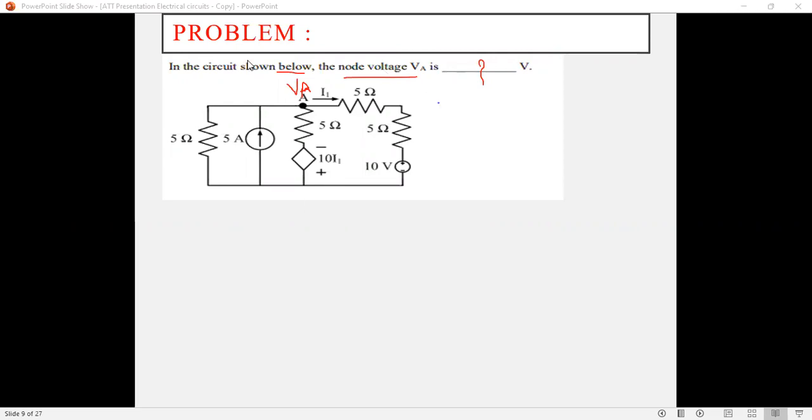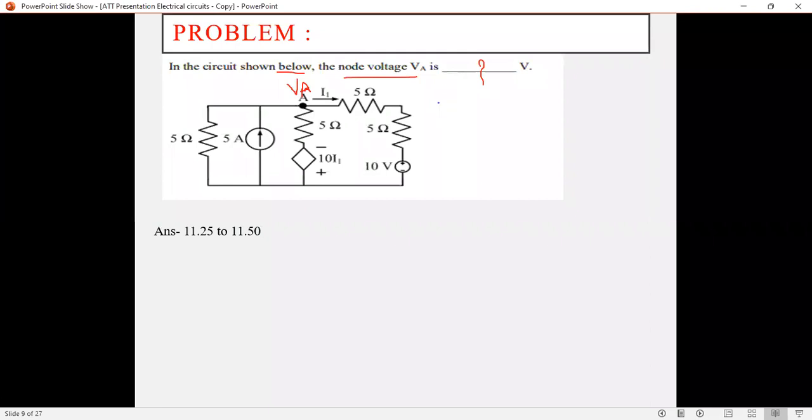Have you solved it? Please give me a reply. Yes, sir, node analysis. 11.43 volt, VA. Okay. So, sir, I think it is the correct answer. I will show you the answer. It is between 11.25 and 11.50, so it is the correct answer.